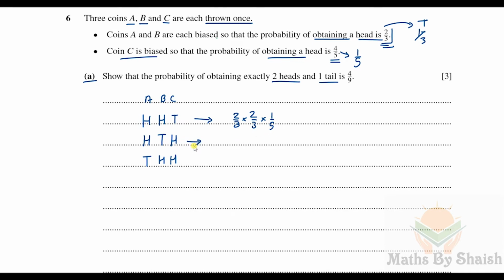Similarly for this case, head means 2 by 3, tail means 1 by 3, and again head means 4 by 5 on C. The third one is getting tail on first A, 1 by 3, getting head on B, 2 by 3, and getting head on C again, 4 by 5. So altogether we have 4 over 3 3s are 9, 5 is 45. For this case it is 8 over 45, and for this it is again 8 over 45. So the required probability is going to be 4 by 45 plus 8 by 45 plus 8 by 45.